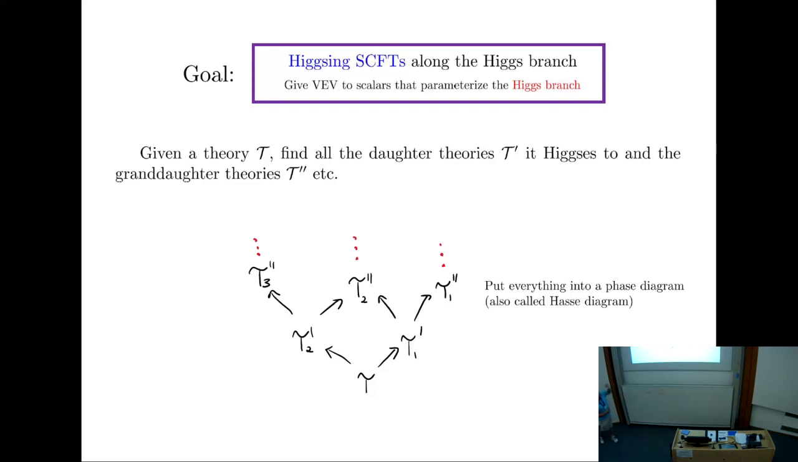So I'm doing the same Higgs mechanism here, but rather than giving VEV to any scalar fields in the theory, I'm only giving VEV to the scalars that parameterize the Higgs branch. Therefore, Higgsing SCFTs, but along the Higgs branch. So, given a theory T, I wish to find all possible daughter theories that it can Higgs to, and all the possible granddaughter theories that they can Higgs to, etc. Then I want to put everything together in a nice, beautiful phase diagram like this. And then it's mission complete.